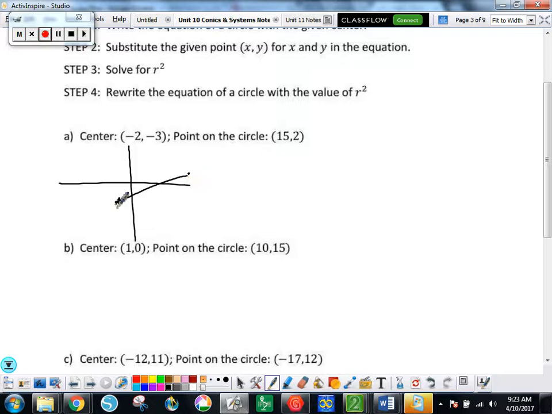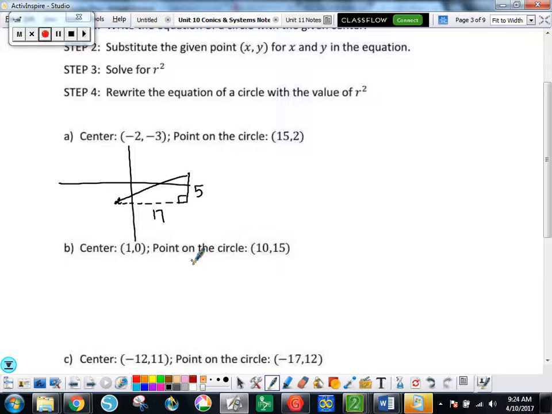From the center, what's the horizontal distance? 17. So from here to here is 15, and then 2 more because it's a negative 2. So the horizontal distance is 17. The vertical distance from negative 3 to positive 2 is 5. What have we created? A triangle. What kind of triangle? And what can you do with a right triangle?